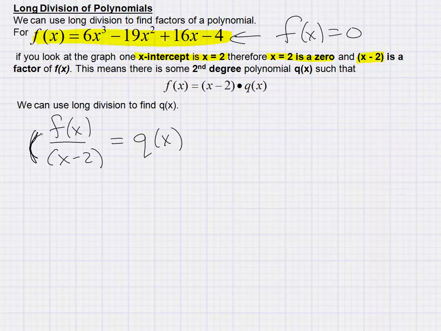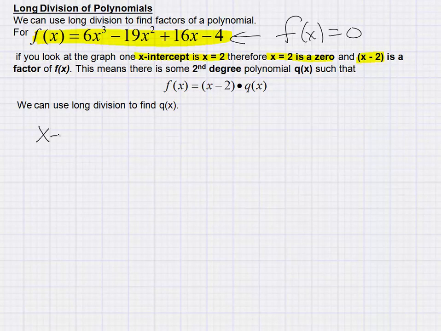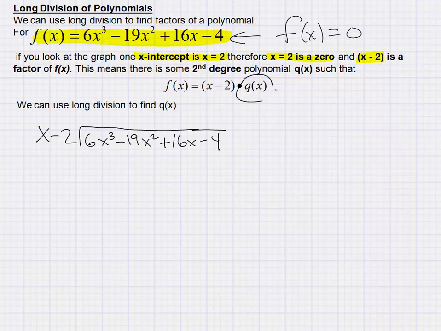Now the one thing is, long division, no matter what polynomials you're dividing, will always work. You'll always be able to do the division as long as the degree in the numerator is greater than or equal to the degree in the denominator. So if I'm going to do this division, I'm going to divide x minus 2 into 6x cubed minus 19x squared plus 16x minus 4. And the answer I get, the quotient I should get, will be this other factor. Again, because of this idea that f of x over x minus 2 should get me that q of x. Okay, just move this to the other side by dividing.